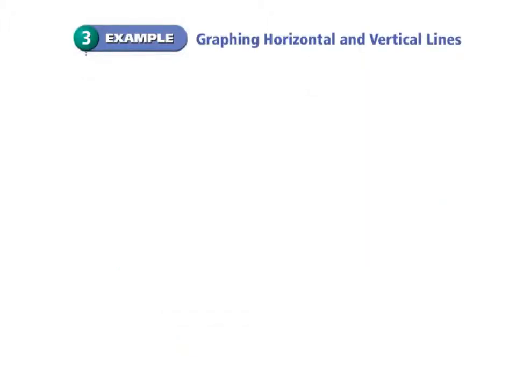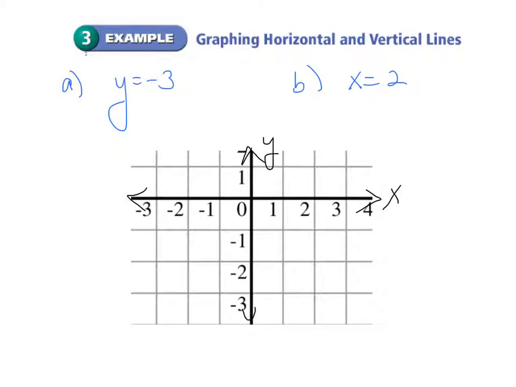Now, when you graph horizontal and vertical lines, let's graph the equation a, y equals negative 3 and b, x equals 2. When you graph horizontal or vertical lines, you're going to either have a vertical or horizontal line depending whether or not you have a y equals or an x equals. Vertical and horizontal lines happen when one of the variables is 0.